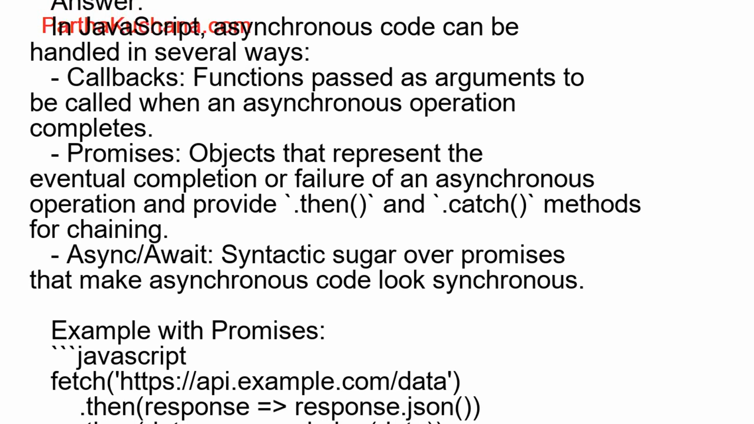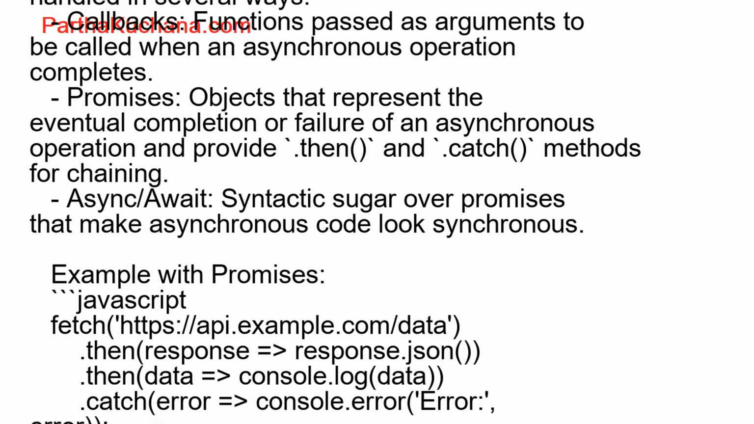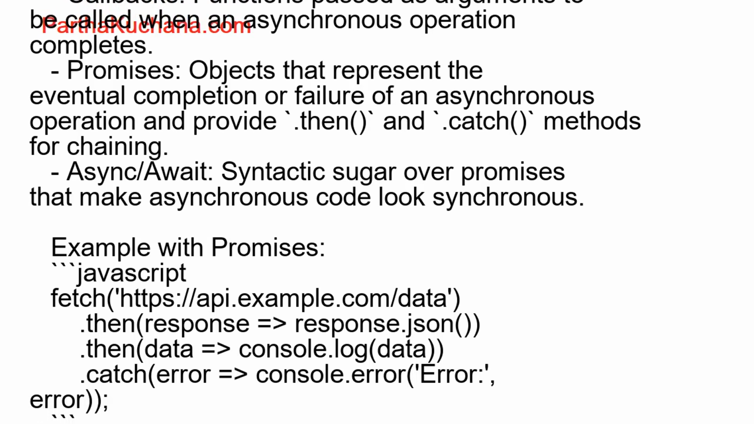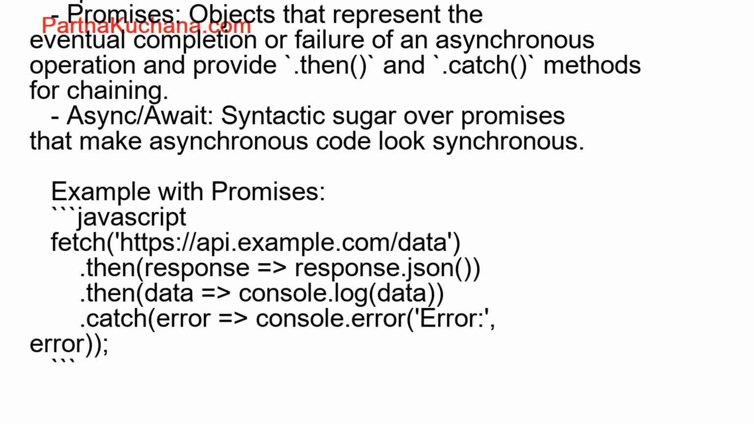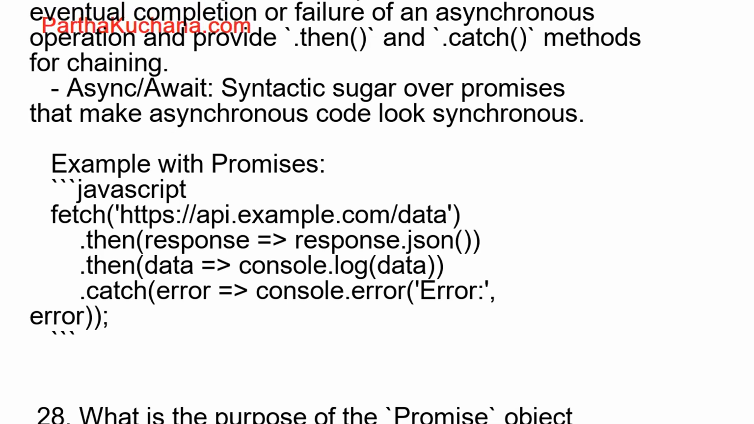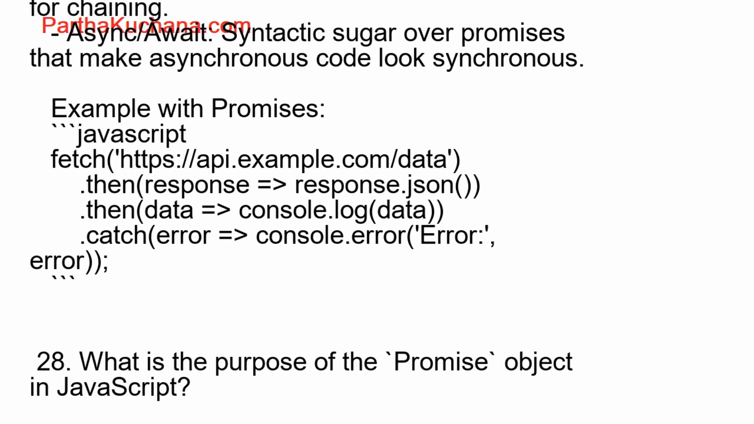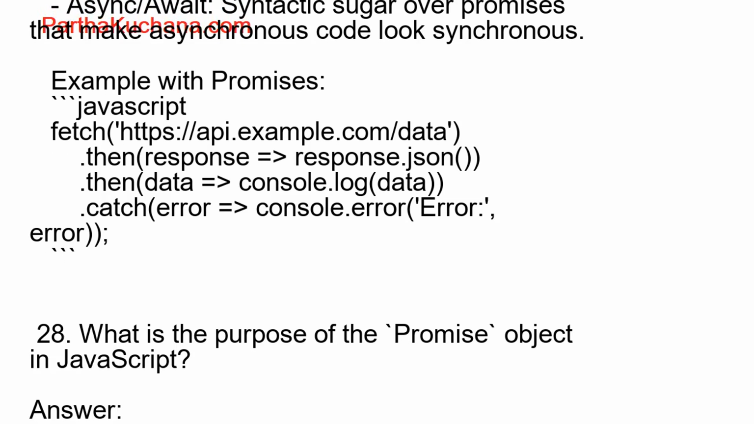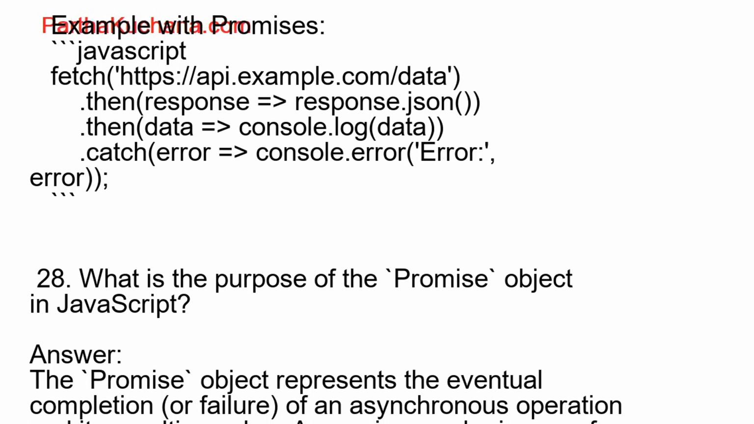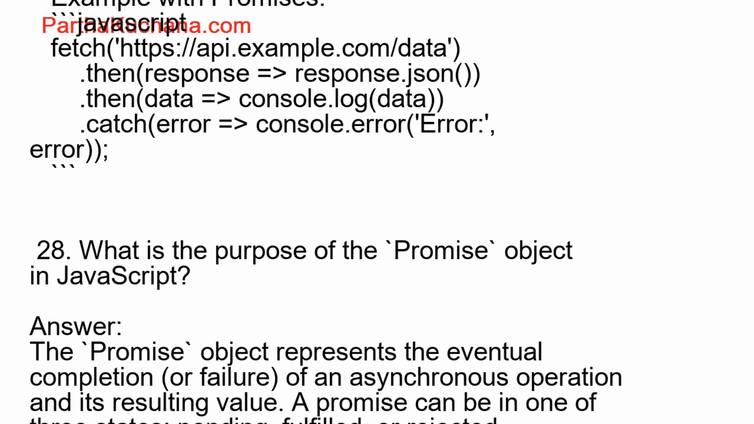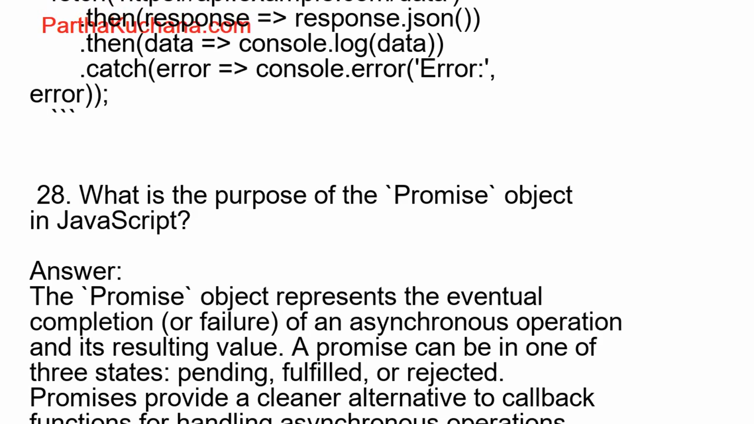Example: JavaScript. const fetchData equals async equals. try: const response equals await fetch https://api.example.com/data. const data equals await response.json. console.log data. catch error: console.error error. fetchData. 30. What are modules in JavaScript?